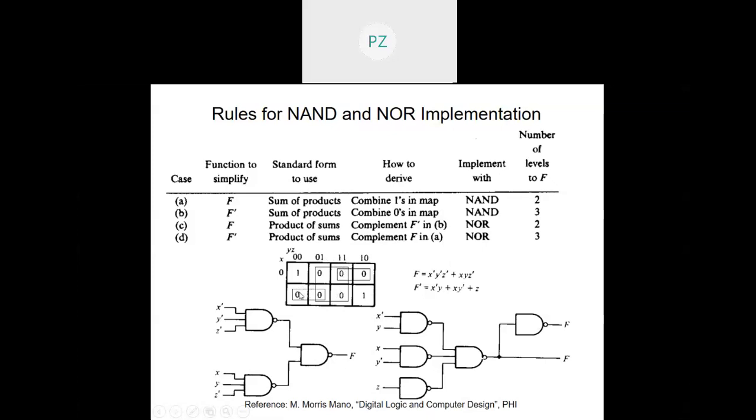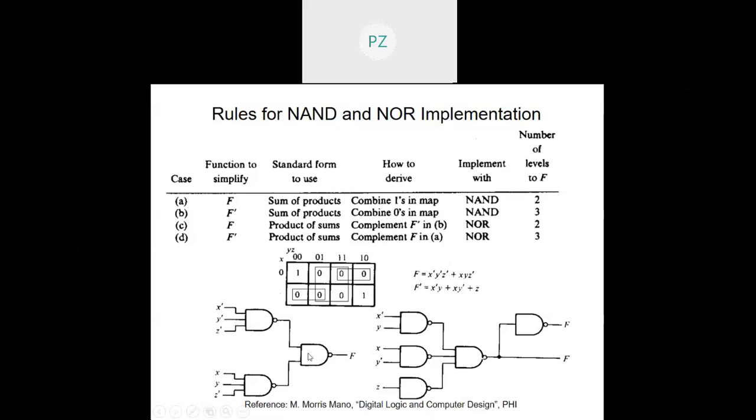Now in order to get this 0, I must combine it with this 0 in order to get better simplification. So it will be x and y dash. So x y dash I get out of this. Now combining these two, it should be x dash y. Z will get eliminated. So x dash y. So I've got both f and f dash.